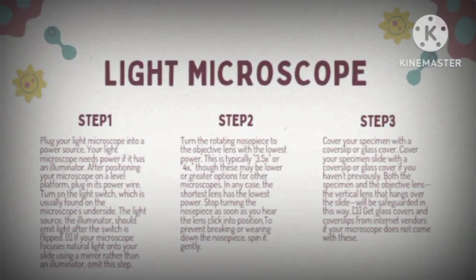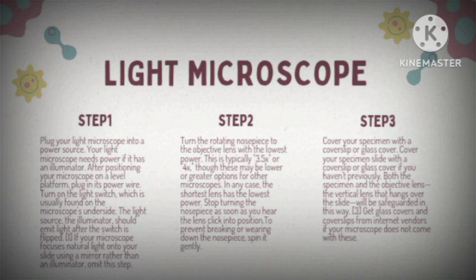Step 1. Plug your light microscope into the power source. Your light microscope needs power for its illuminator. After positioning your microscope on a level platform, plug in the power wire and turn on the light switch, which is usually found on the side of the microscope. The light source, the illuminator, should emit light after the switch is flipped. If your microscope focuses natural light onto the specimen using a mirror rather than an illuminator, omit this step.